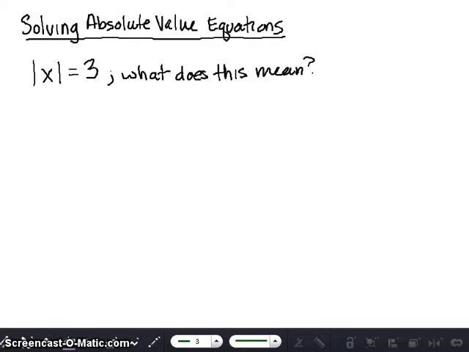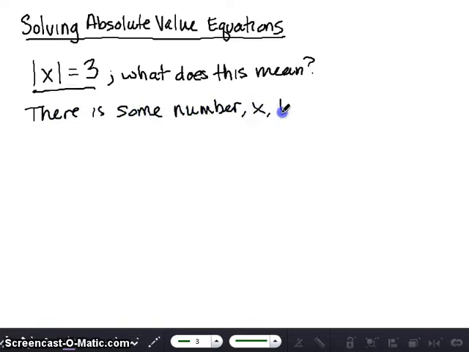Now, when you see absolute value, you think, oh, that's the distance from 0 on a number line, or absolute value makes everything positive. But when you see this absolute value of x equals 3, we have to think what it actually means. And what that means is there's some number that we're going to call x that is 3 spaces away from 0 on the number line.